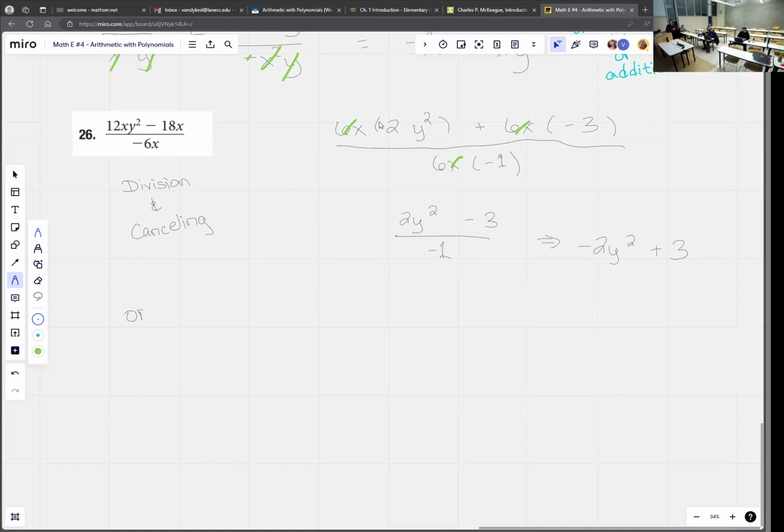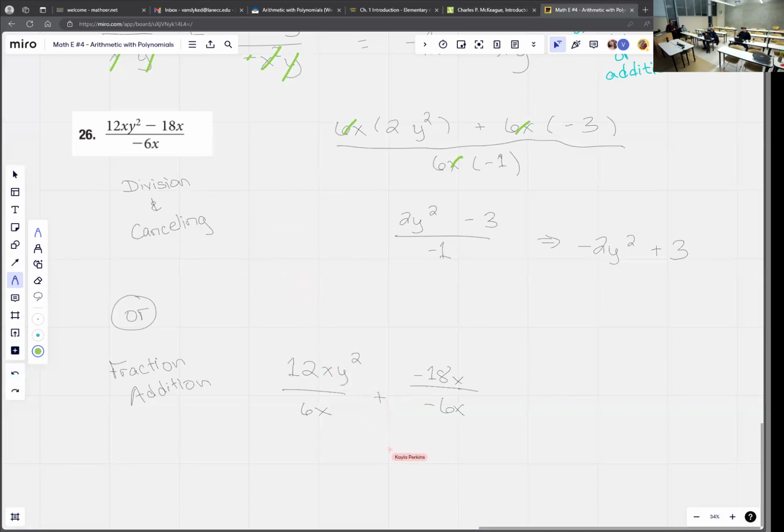Or if you like the fraction addition, then this is 12xy squared over -6x plus -18x over -6x. Again, I am picking to have a plus in the middle so that I am keeping the negatives, if there are any, on the numerator or denominator rather than sliding them to the front of the fraction.